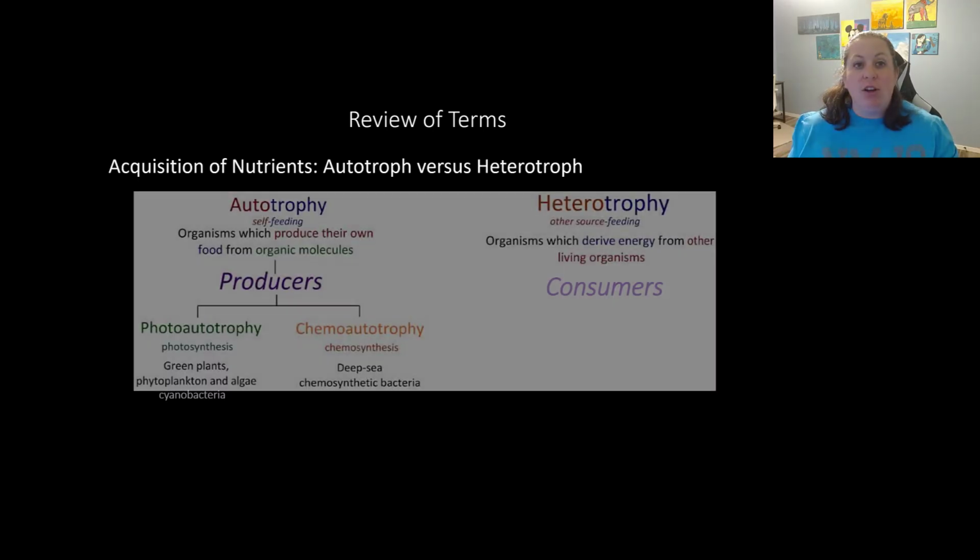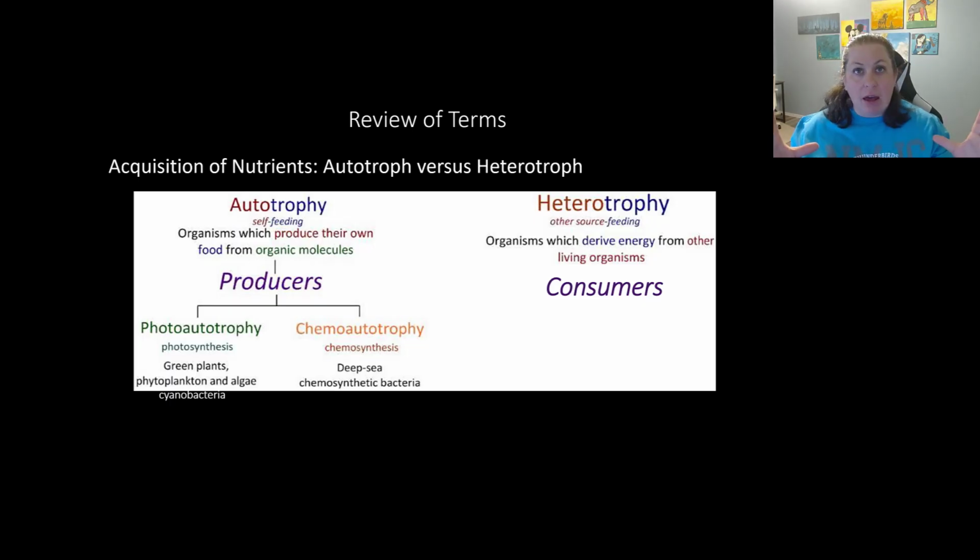So if we look at this little chart or picture, you see the autotrophs are the self-feeders, and they can do this either with light. That's what the photoautotrophs are. Those are your plants, your plankton, your green algae, your cyanobacteria. They can be the chemoautotrophs, which use chemicals. These are going to be found in the deep ocean where light does not penetrate.